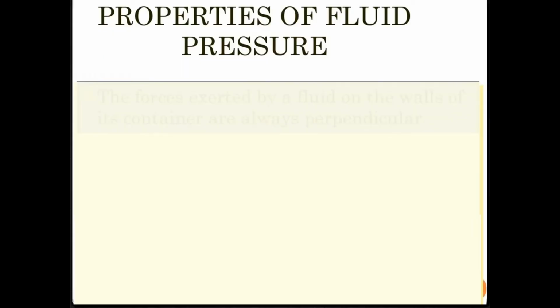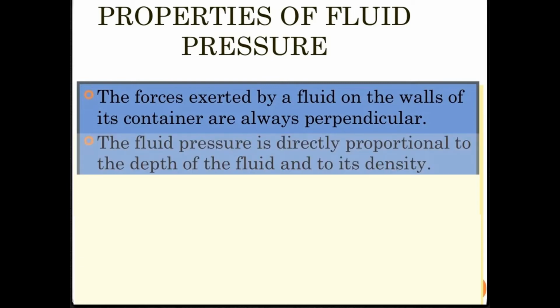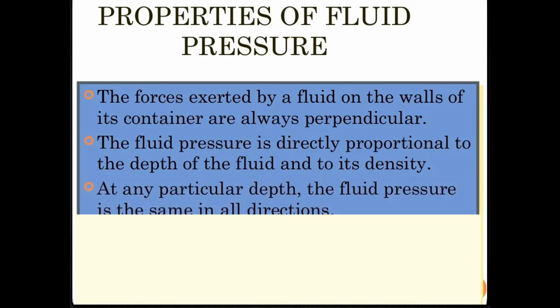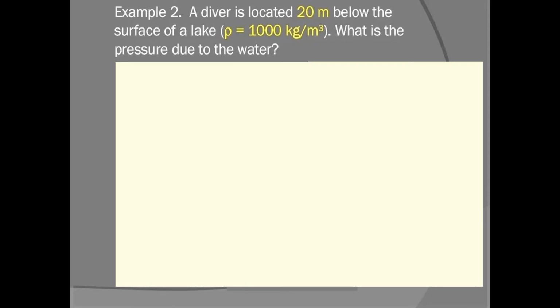The properties of fluid pressure are: first, the forces exerted by a fluid on the walls of its container are always perpendicular. The fluid pressure is directly proportional to the depth of the fluid and to its density. And then at any particular depth, the fluid pressure is the same in all directions. Fluid pressure is independent of the shape or area of its container.